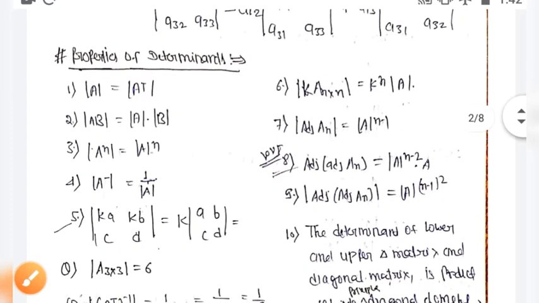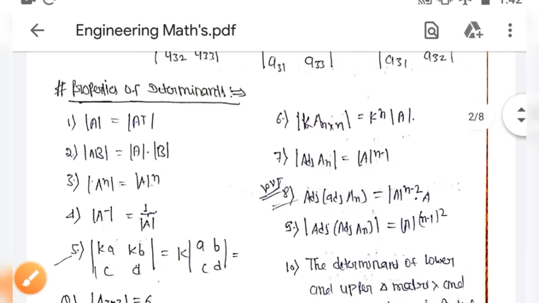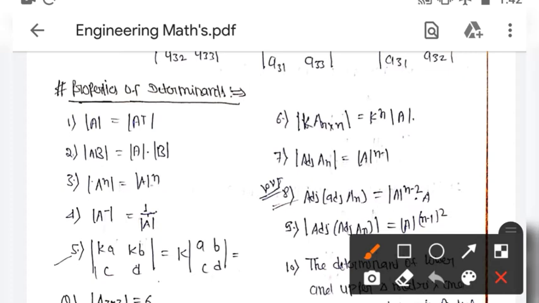So before we go to the problem, there are some properties of the determinant. You need to remember these, which is very important. The first property is that the determinant of the matrix A is equal to the determinant of its transpose, and the determinant of the product of two matrices is equal to the product of the determinants of the individual matrices. Okay, so the determinant of A to the power n: first you find the determinant, then you take the whole to the power n, which will give you the same answer.